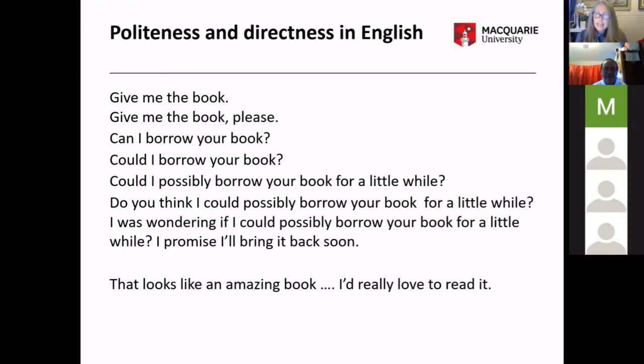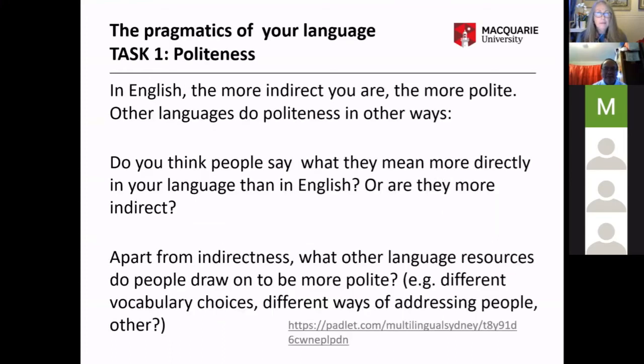So it's not always the same in all languages. Many languages have a different idea of what politeness means and how they achieve it. So in English, it's all about the power and status, the familiarity of the person, and how big an imposition it is. But in other languages, it can be done differently, both pragmalinguistically and sociopragmatically. So we're going to go to the first task now, which you'll find in the Padlet, and I think that's going to be put up in the chat for you.